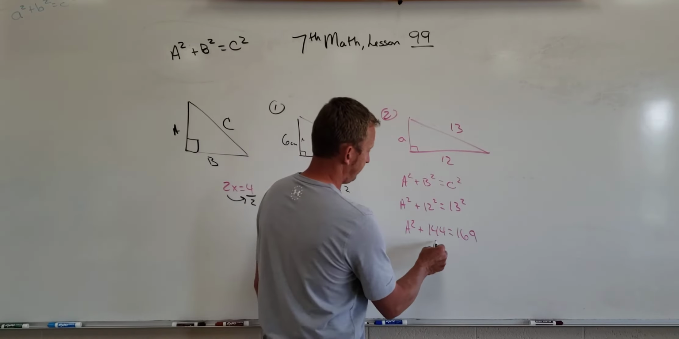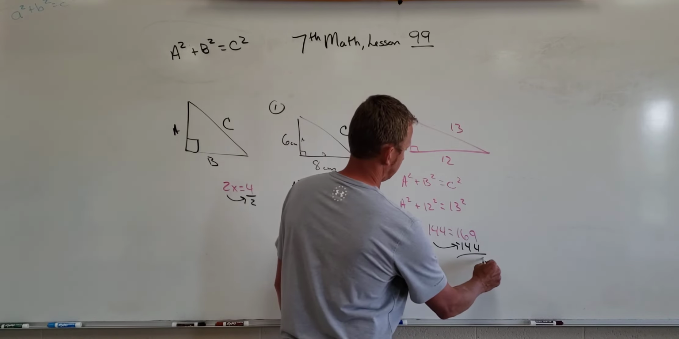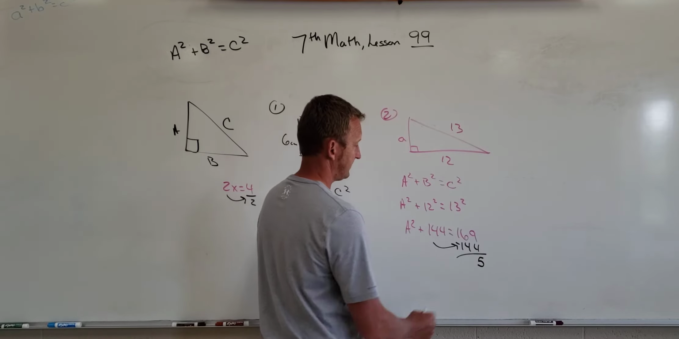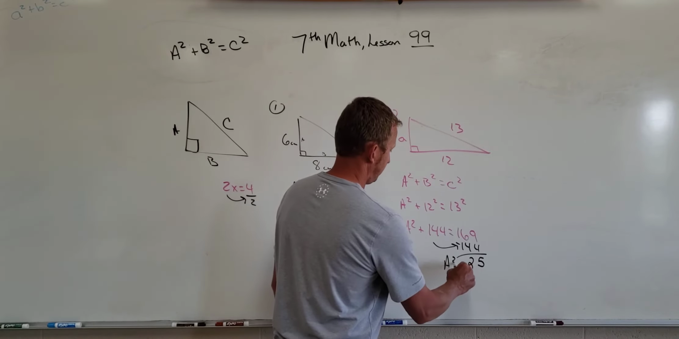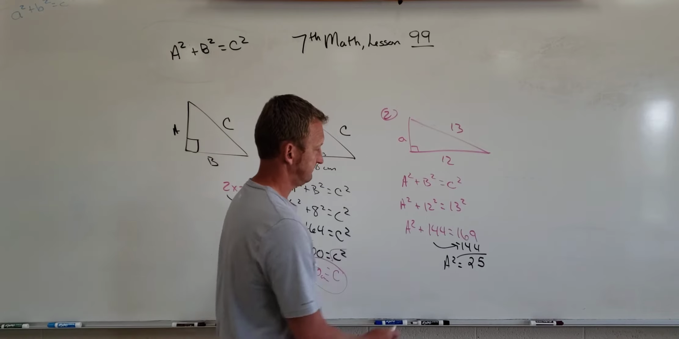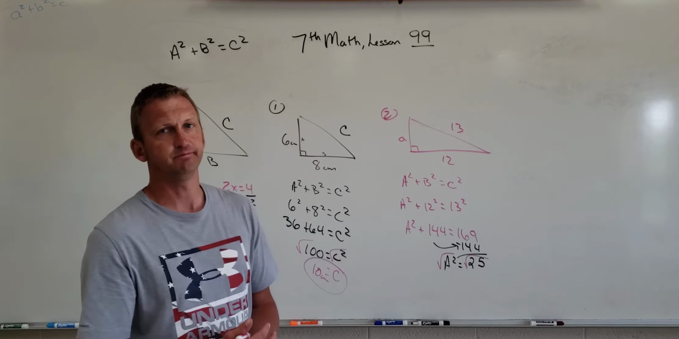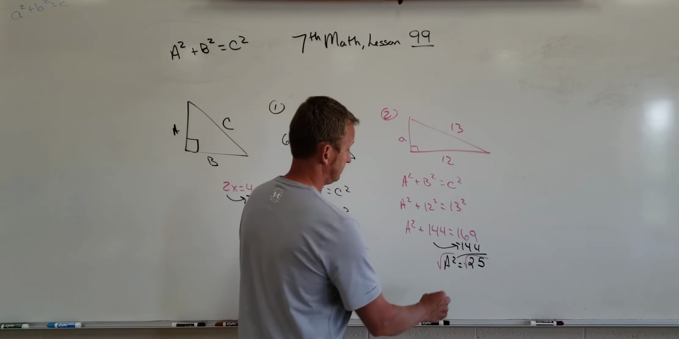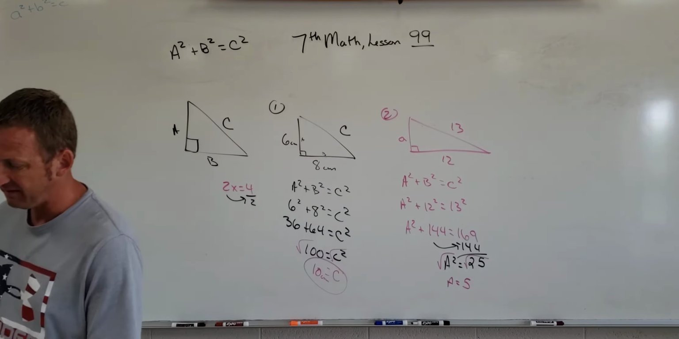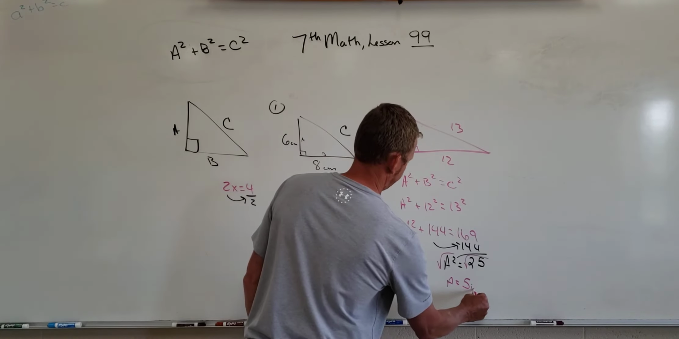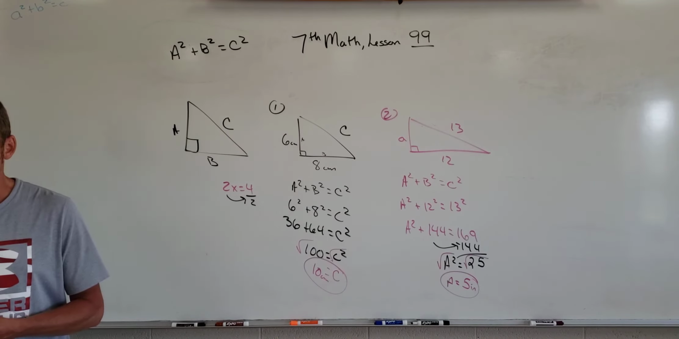Now, we're starting our steps. If I'm adding 144 here, I need to take it over and subtract. 9 minus 4, 5, 6 minus 4, 2, 1 minus 1, 0. So I have A squared equals 25. Again, the opposite of squaring something is taking the square root. What times itself is 25? 5. So the measurement is 5, in this case, inches. So with the Pythagorean theorem, you're solving for that missing side.